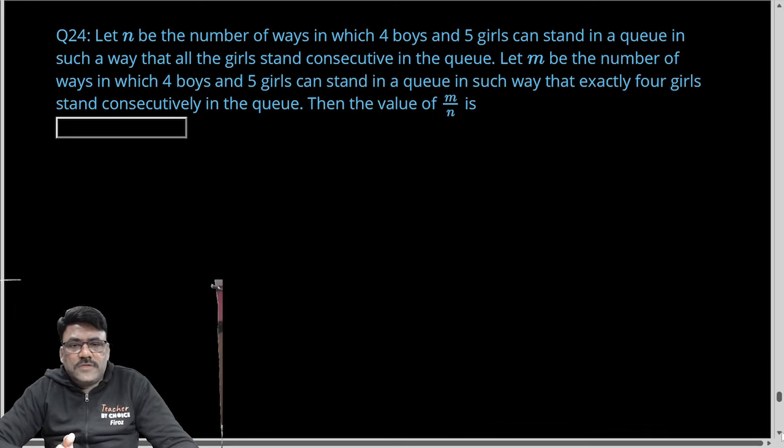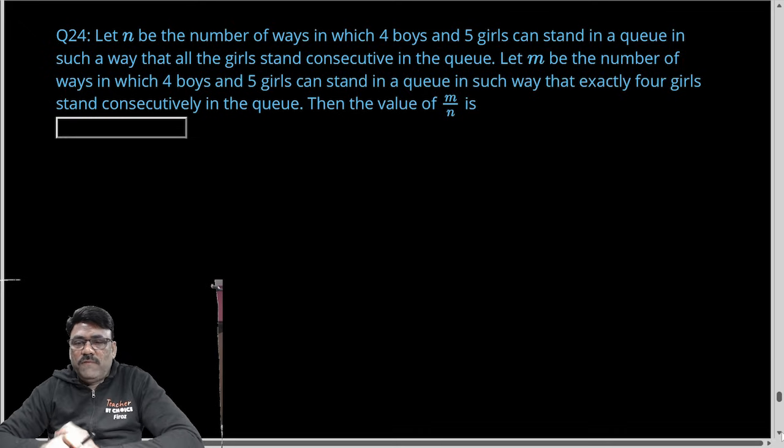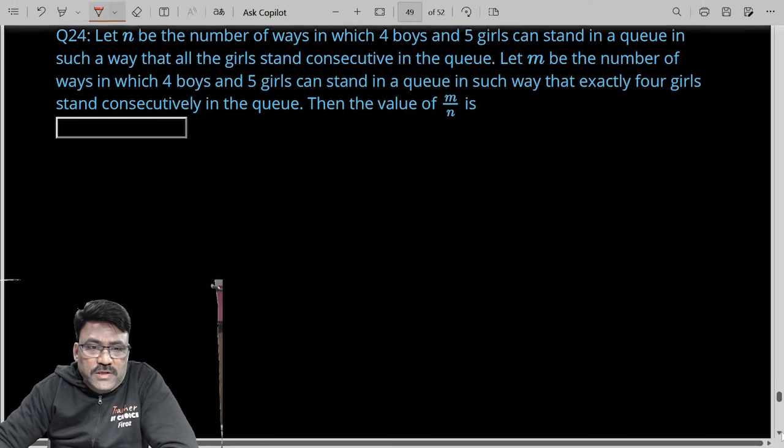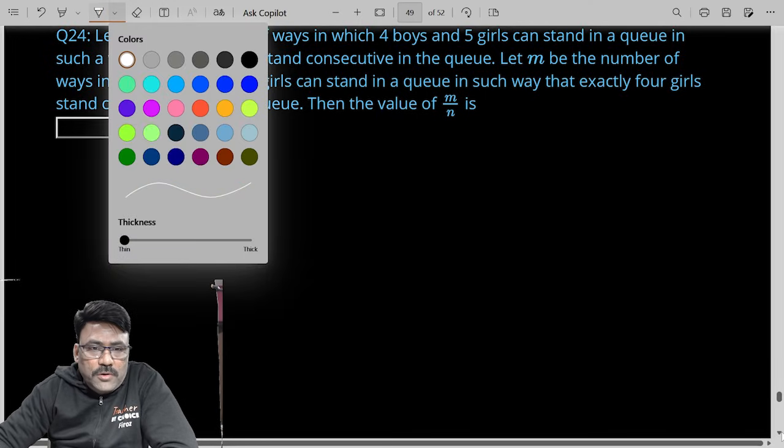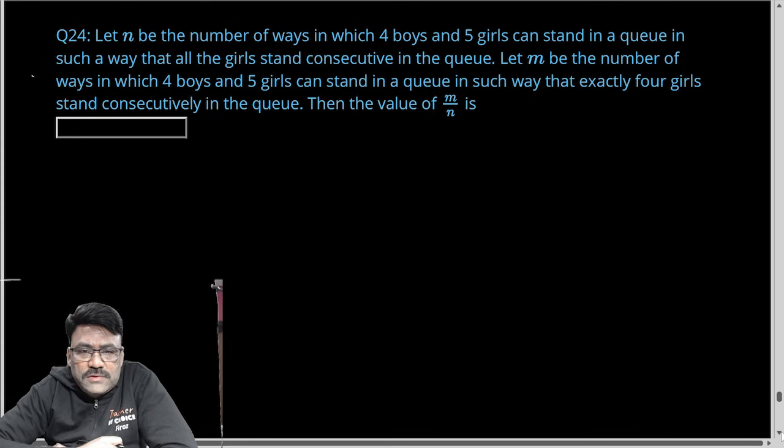Okay, let's see this question. This is from PNC, permutations and combination. N is the number of ways in which 4 boys and 5 girls can stand in a queue so that all the 5 girls are consecutive, means they are together.